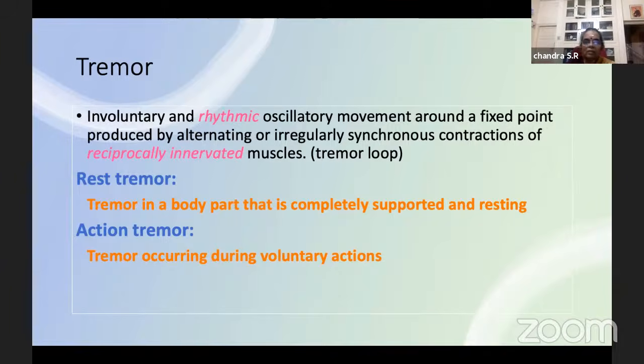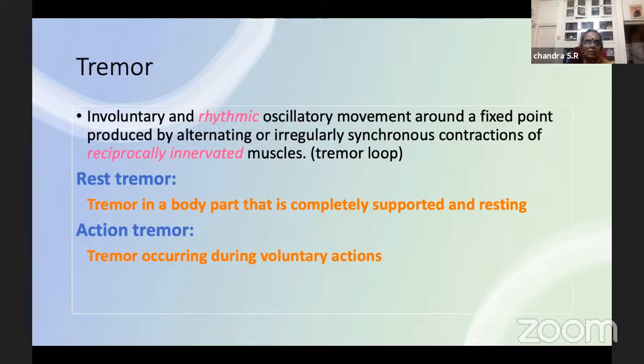You have got a resting tremor. Resting posture has to be maintained properly, and if that is impaired, you get a resting tremor. So it is a tremor in a body part that is completely supported and resting. That is called a resting tremor. You know the classical drum beating tremor, pill rolling tremor. They are all resting tremors.